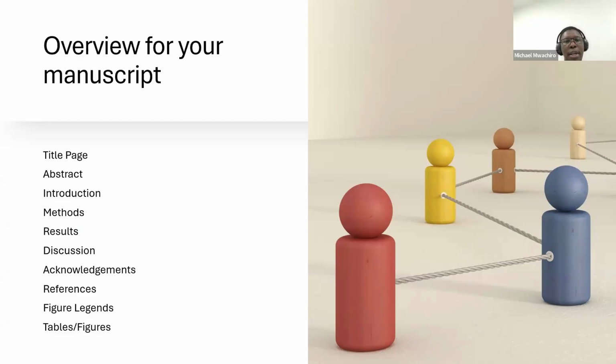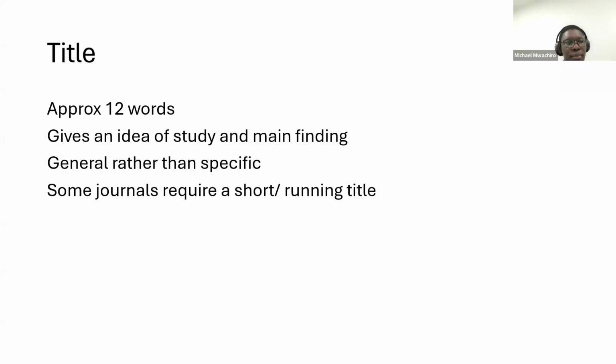the appendices. So if you have additional information that is too much to fit on the main paper, you can sometimes attach them as appendixes at the end of your manuscript.